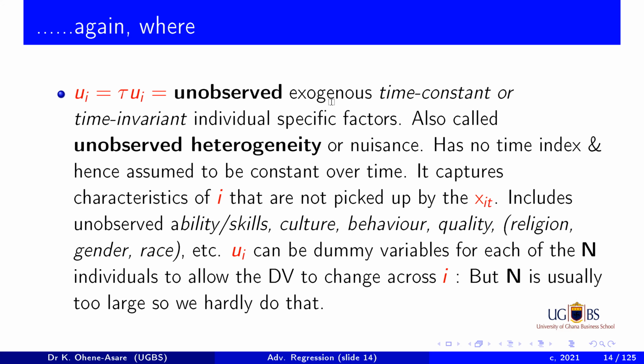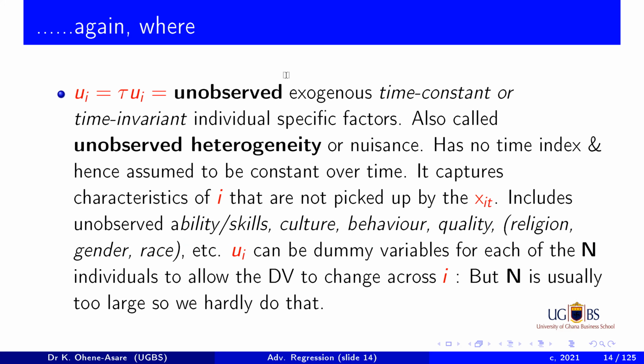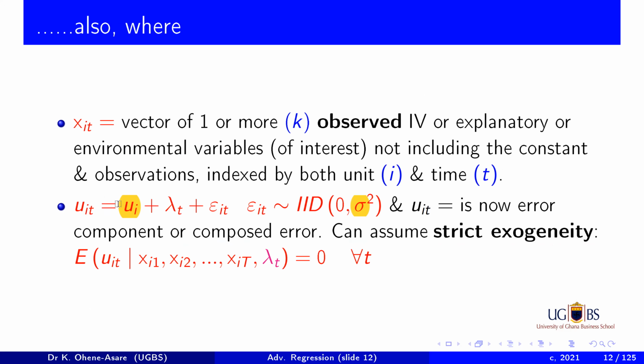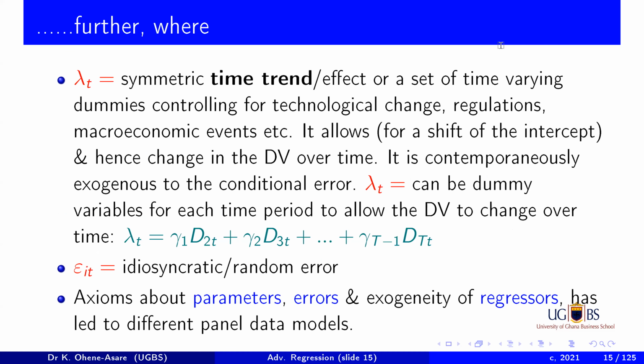Now let's go to the next item in the unobserved error term, and that is the symmetric time trend, the lambda t. In case you've forgotten, we are talking about this whole set of elements here. We have spoken about the u_i, we have spoken about the lambda t, and we are going to talk about the next one after the lambda t. Note this element before you see it somewhere. What is the lambda t? Well, as you can see, we talked about it as time trend.